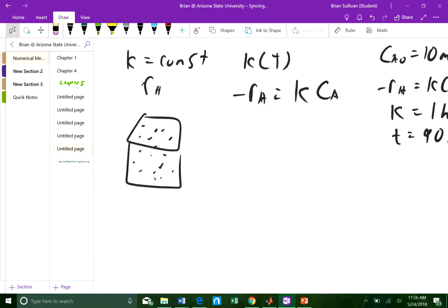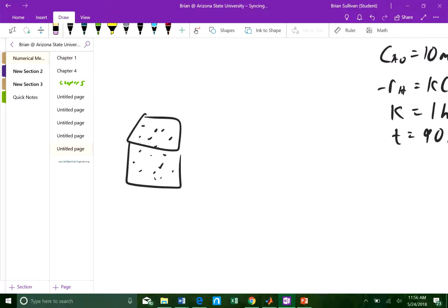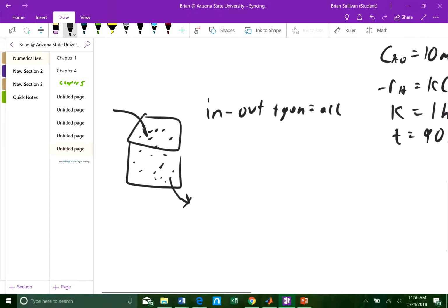Let's keep these in mind. I'm going to clear up some room. I might leave the box there just to keep in mind it's a batch reactor, and we'll do our analysis. The first thing you do is a material balance: in minus out plus generation equals accumulation. In a batch reactor, like I said in other videos, nothing goes in and nothing comes out during the time of 90 minutes, because you've got a lid on your batch reactor. This leaves you with a generation term equal to accumulation.